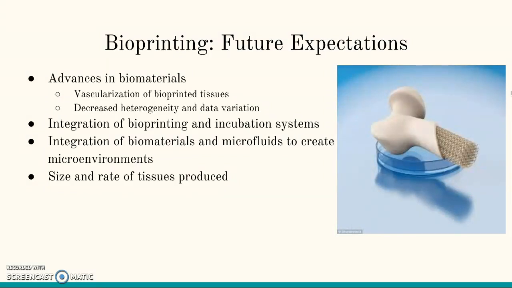Increases in cell type variation used in bioprinting could decrease heterogeneity and data variability in the results of testing and research, leading to more concrete and accurate conclusions. Some other predicted advances in biotechnology include the integration of systems to allow tissues to be incubated and matured immediately following printing in a closed environment. This could potentially lead to more rapid clinical testing outcomes.